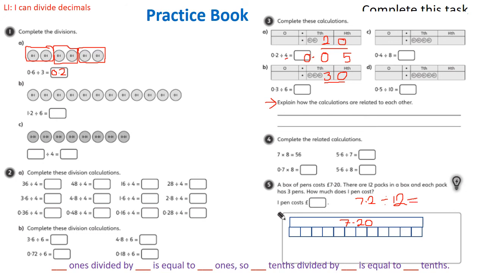But every pack contains 3 pens. So whatever my answer is, I'm now going to have to divide that by 3. And that will then give me the price of 1 pen. Have a go, take it slowly and one step at a time, and you will get there.